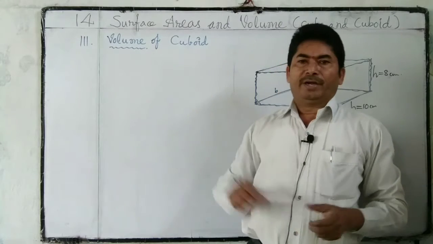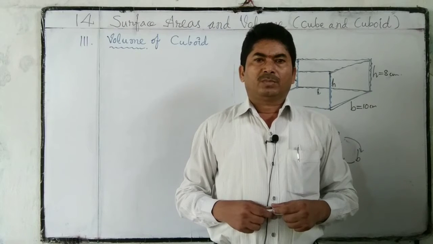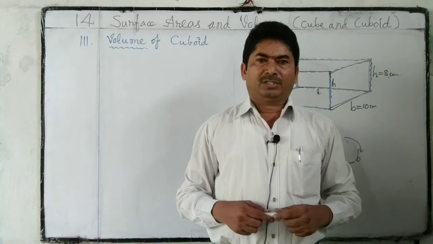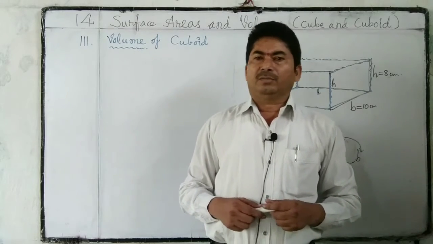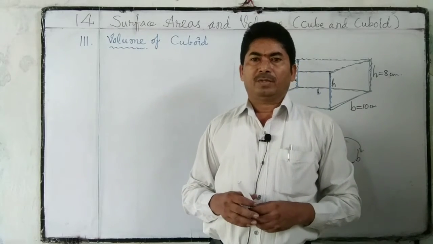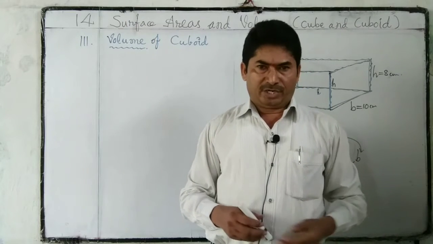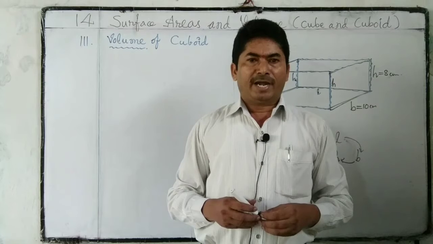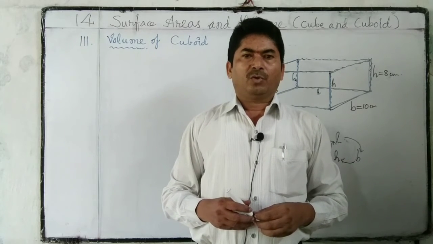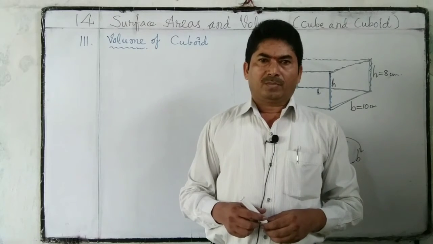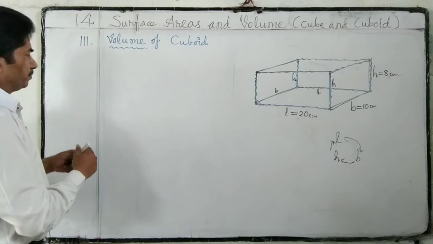Volume of a cuboid. What is a volume? The measure of the space occupied by a body is called volume. Volume is measured in cubic units. The standard unit for measuring volume is cubic meter. Let us learn units for measuring volumes.